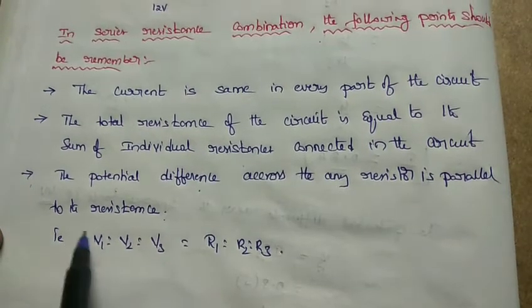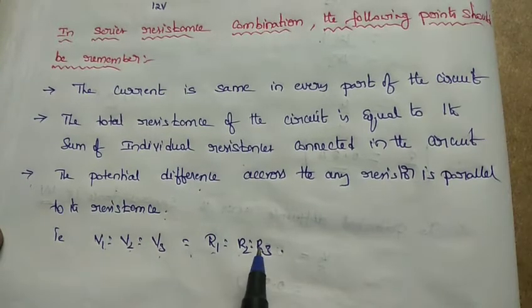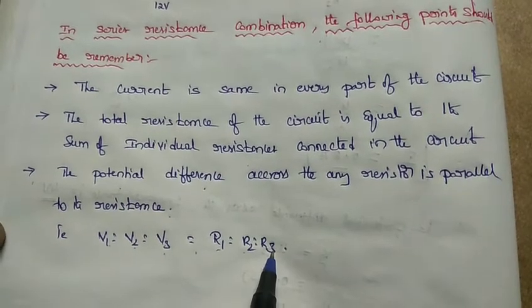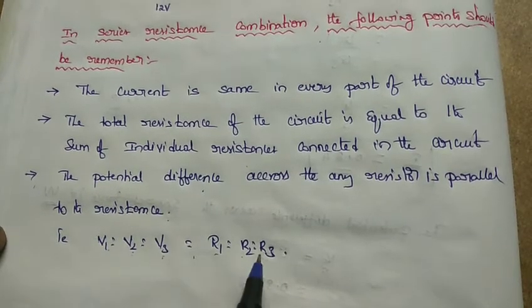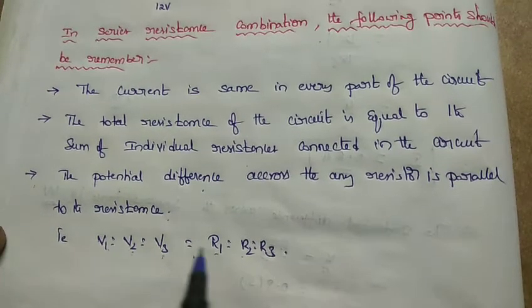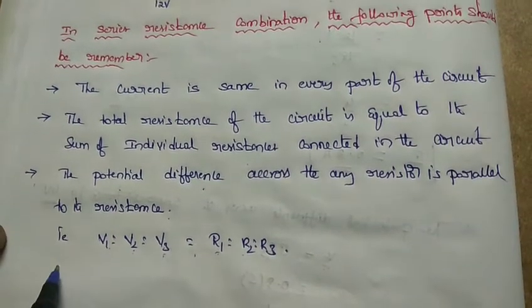So that's why V1 : V2 : V3 is equal to R1 : R2 : R3. That means V1 goes with R1, V2 goes with R2 and V3 goes with R3, the potential differences across the resistances R1, R2, R3, like that. So these are the main important points we have to remember.